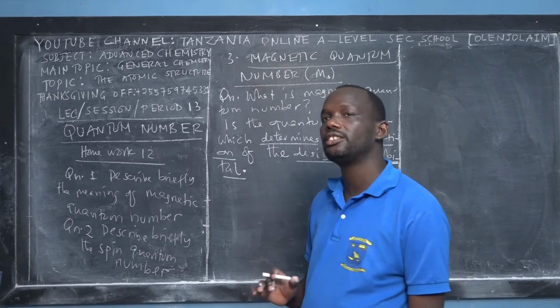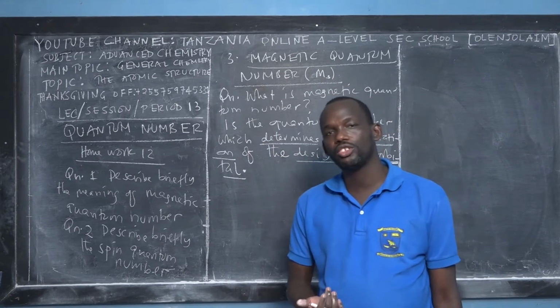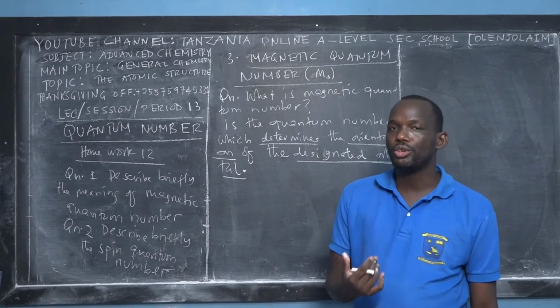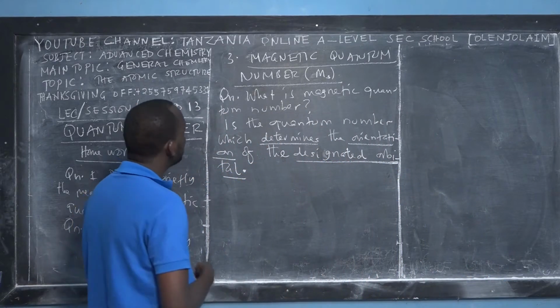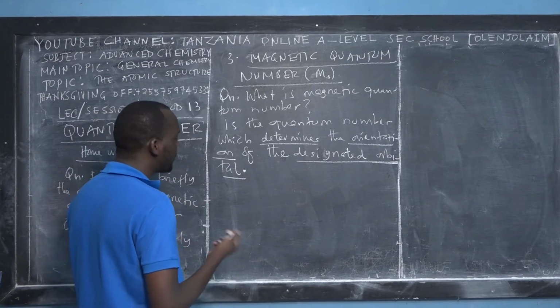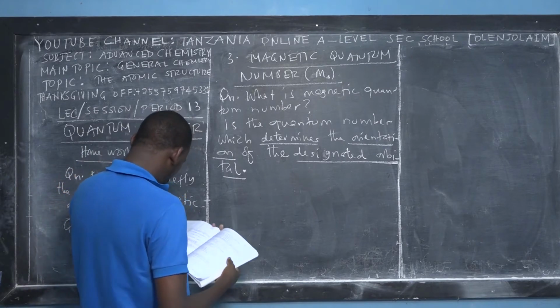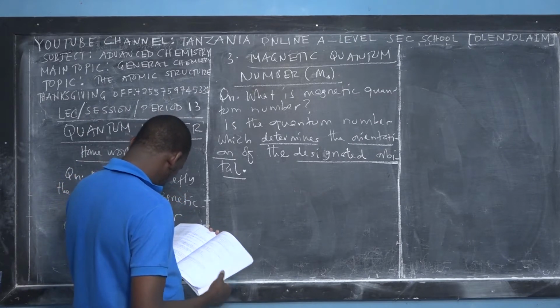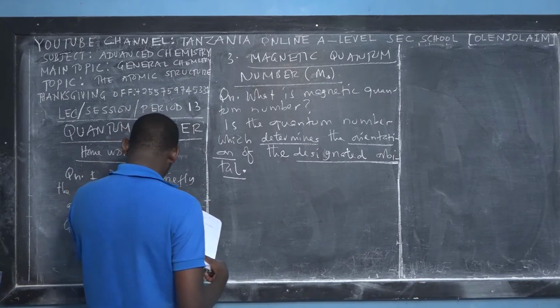So that's why we say that the principal quantum number usually acts as a coefficient of the orbital name. And the magnetic quantum number determines the orientations of designated orbitals. Okay. So again, what is the main function of this orbital, or what does it do?